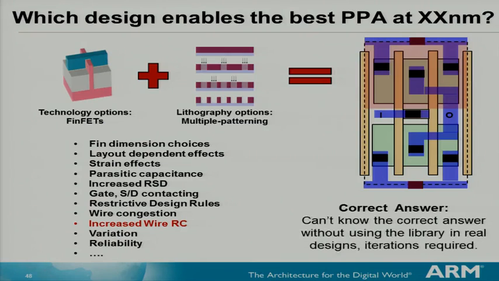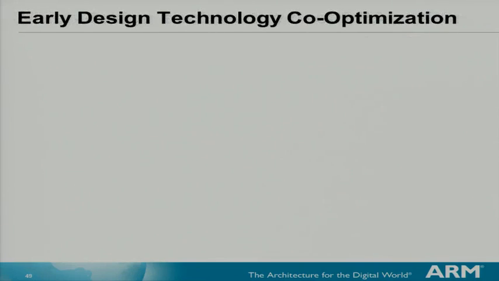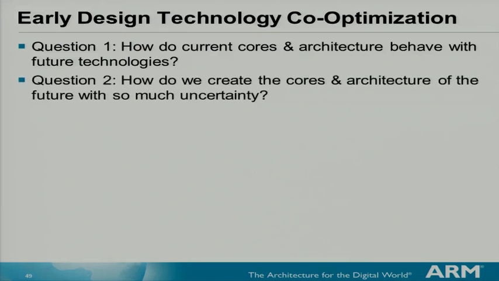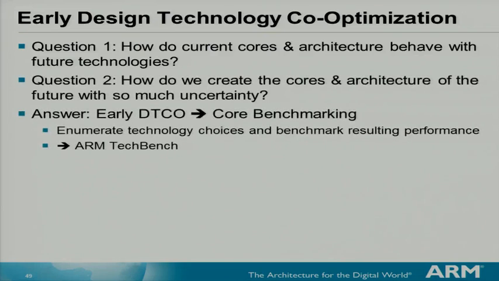And the answer is, you cannot know the correct answer without using the library in real design, and a lot of iterations are required. So to get to this answer, what we think is important is early stage design technology co-optimization. The questions we're trying to answer are: how do current cores and architectures behave at future technologies? How do we create the cores and architectures of the future with so much uncertainty? And the answer is early DTCO.